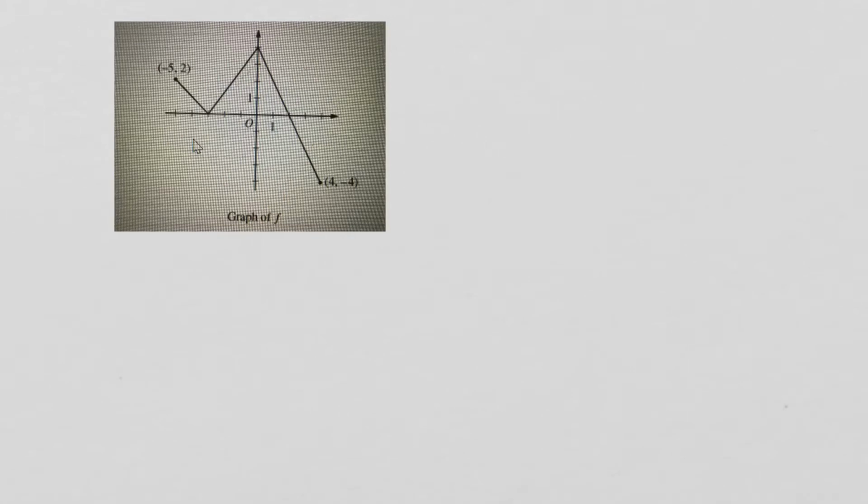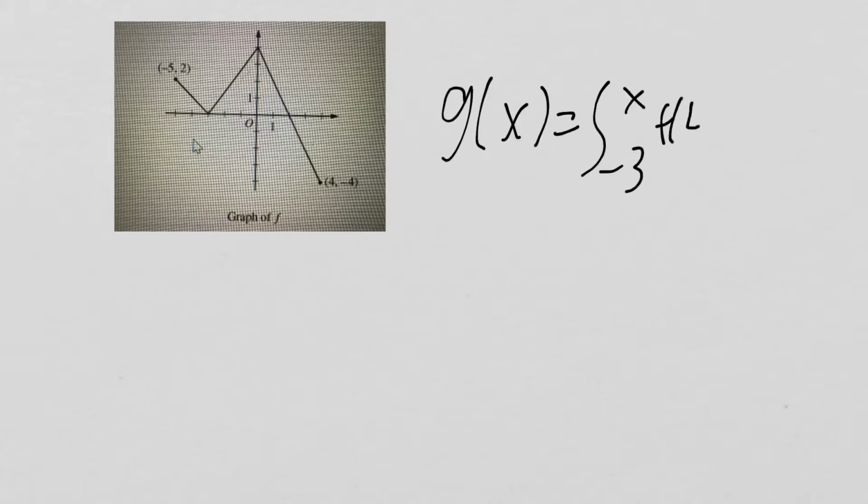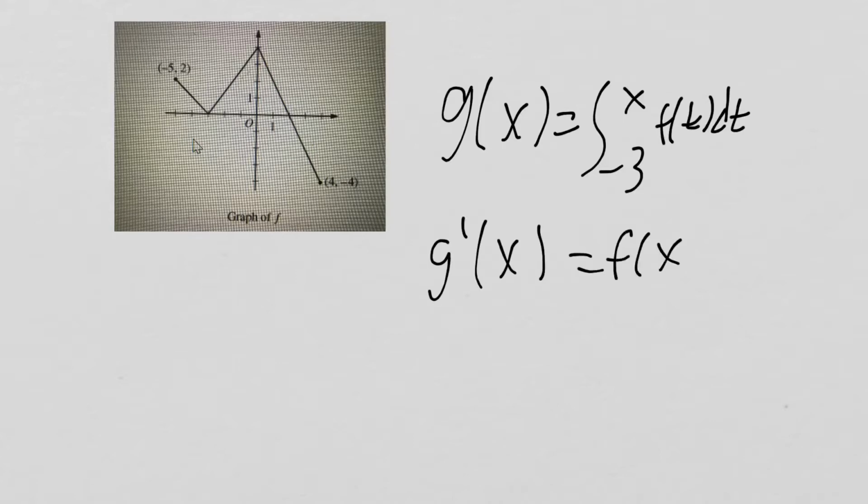So we have this nice picture for 2014 FRQ number 3, and it also tells us this g of x relationship. g of x is equal to the integral from -3 to x of f of t dt. Anytime I see this relationship, I should immediately write g prime of x equals f of x, because then when this says it's a graph of f, we can also say it's a graph of g prime.